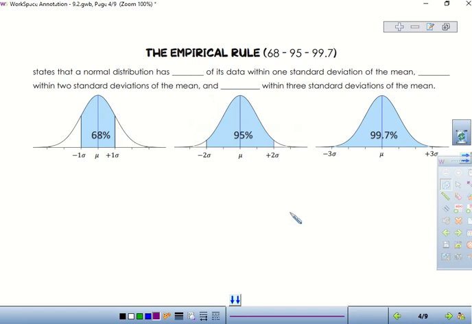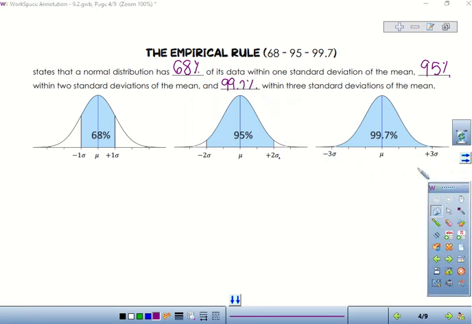So this is what we call the empirical rule. The empirical rule states that the normal distribution has 68% of its data within 1 standard deviation of the mean. So this is within 1 standard deviation below and 1 standard deviation above the mean. It has 95% of its data within 2 standard deviations of the mean. As you can see here, 2 below, 2 above, 95% of the data falls in that range. And 99.7% of its data within 3 standard deviations of the mean. So 3 below and 3 above.